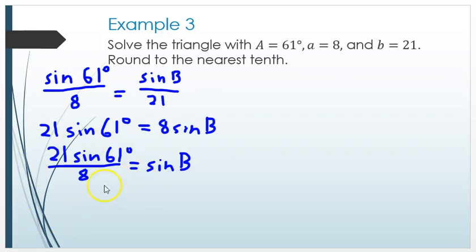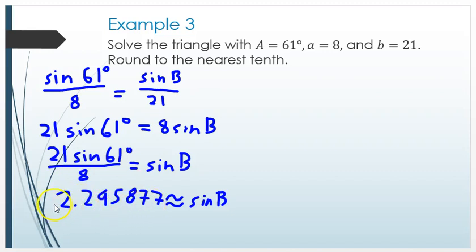Now I can just take this number and plug it into my calculator to see what sine of B is equal to. Since this number isn't what the angle B is, this is what sine of B equals, usually your next step would be to take the sine inverse of both sides of the equation. The sine inverse and the regular function cancel, so we would have angle B equals sine inverse of this number in the calculator.